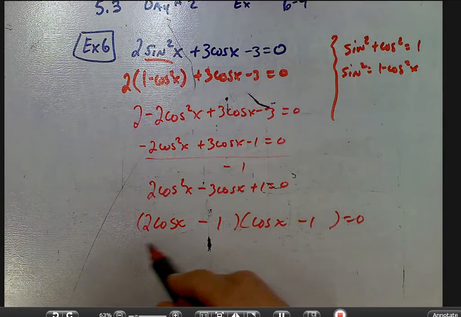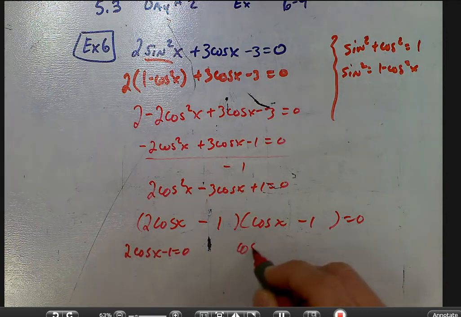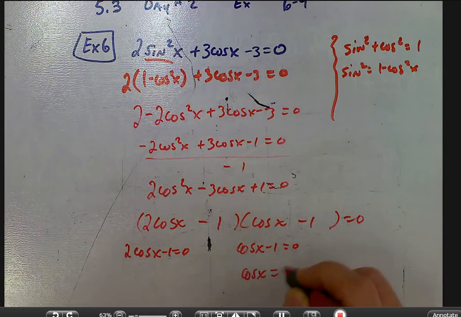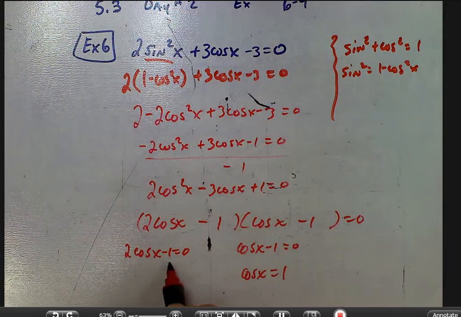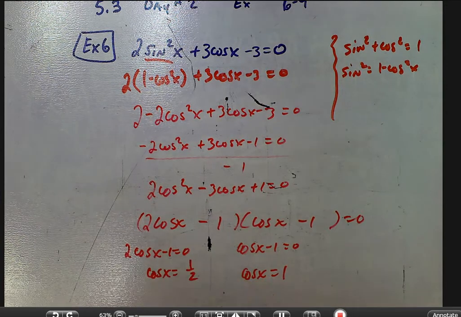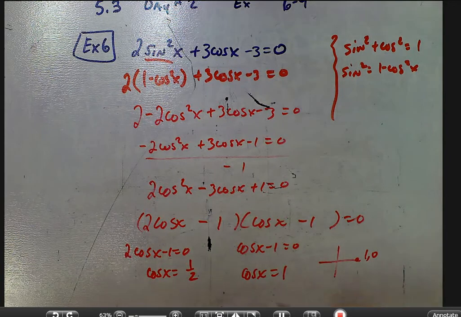So 2 cosine x minus 1 equals 0, and cosine x minus 1 equals 0. So the cosine of x is 1. Here I'm going to add 1 and divide by 2, for cosine of x equals 1/2. Now I have to figure out what my possible solutions are. Well, for the cosine of x to be 1, the cosine is x, and so that's here, 1 comma 0, and so that answer is 0.